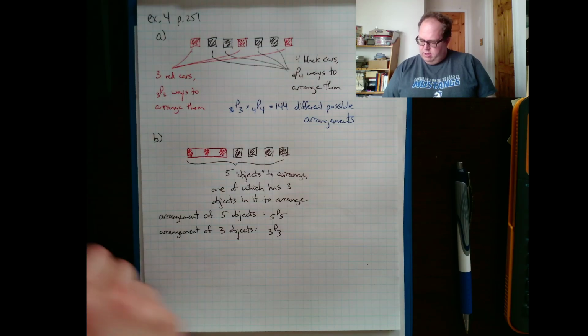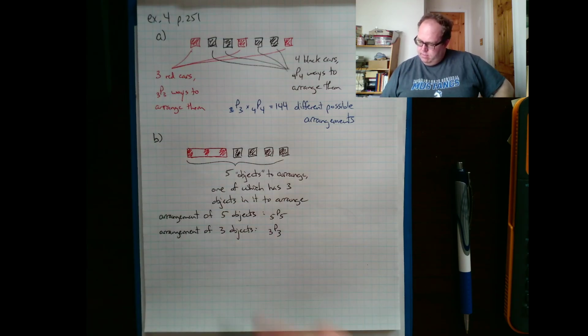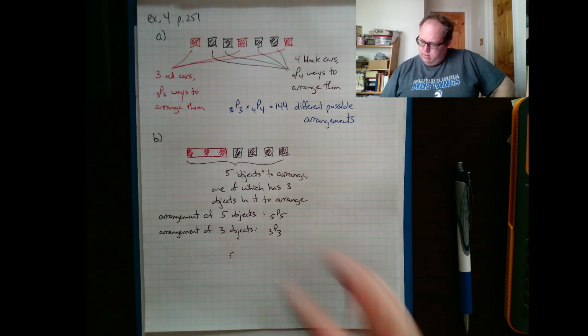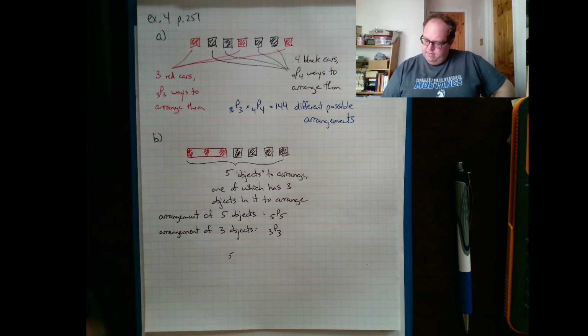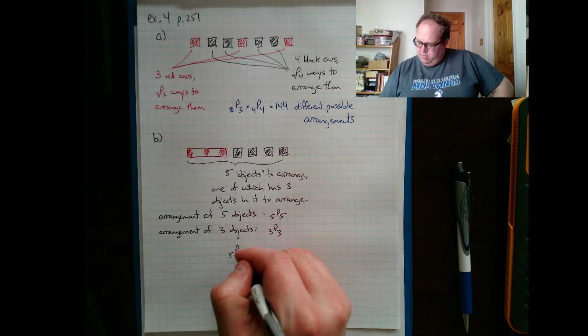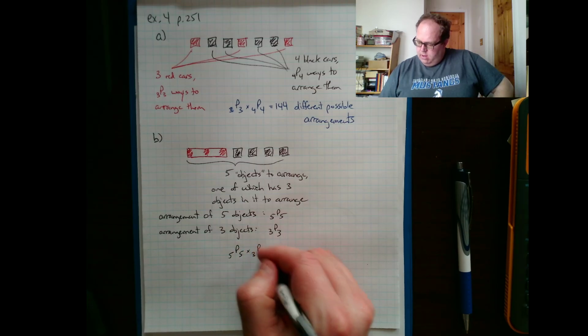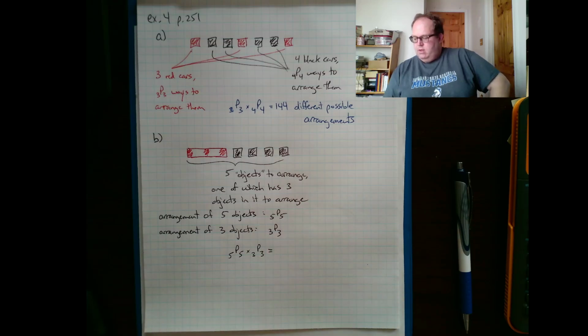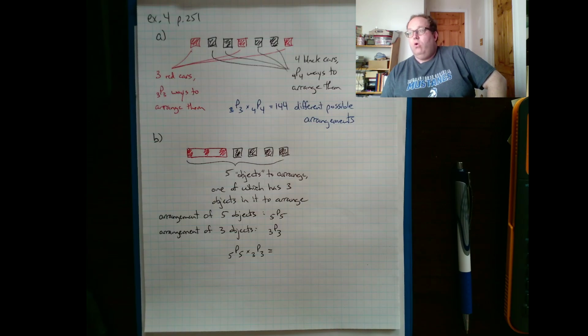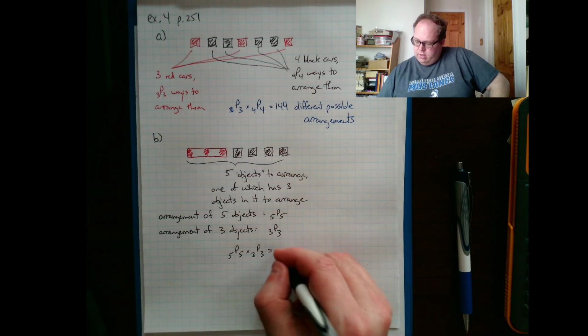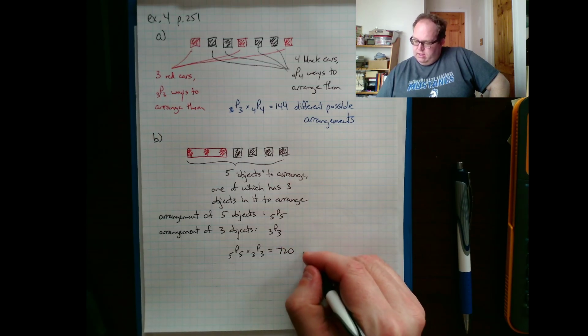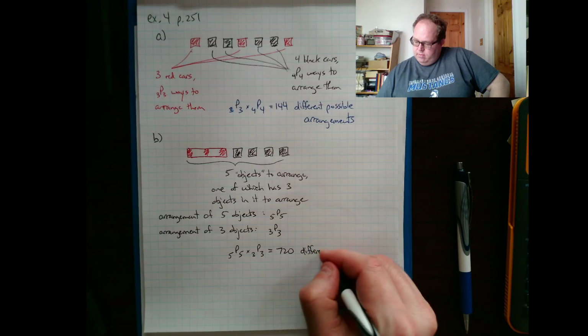So your total is going to be, well, that's the pen that's dying, 5p5 times 3p3. Again, it's going to be 5 factorial times 3 factorial, or 6 times 120, or 720 different possible arrangements.